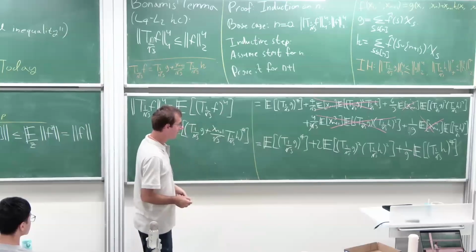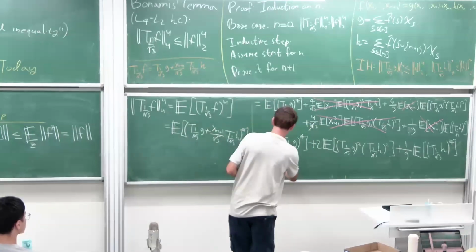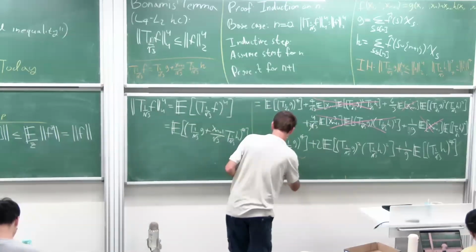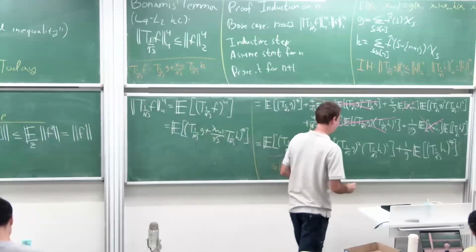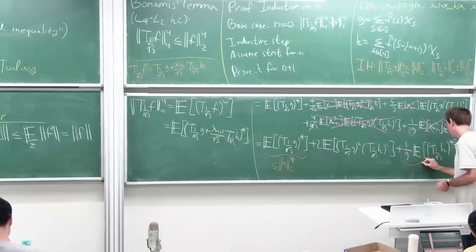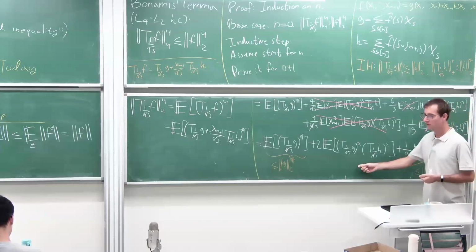Okay, so now it looks a lot better. The first term, we know, is just our induction hypothesis. This is at most ‖g‖_2^4, and this is at most ‖h‖_2^4. There's this 1/9, but it's at most 1, so this 1/9 doesn't help us. Now we just have to deal with the middle term.